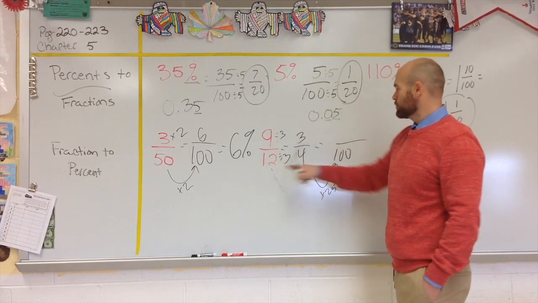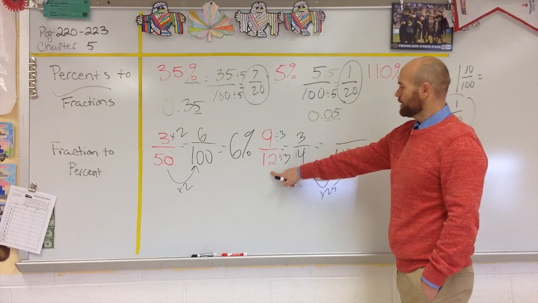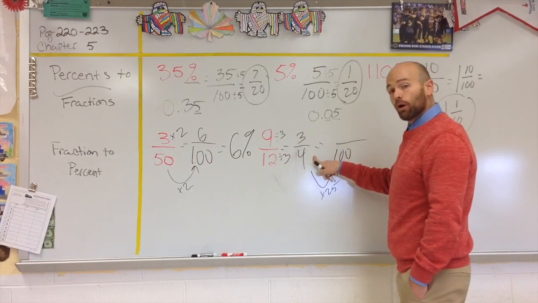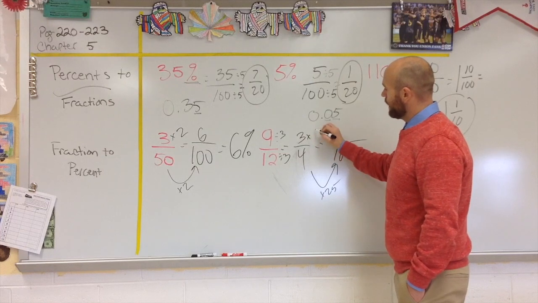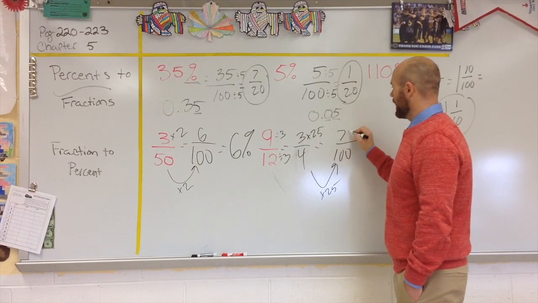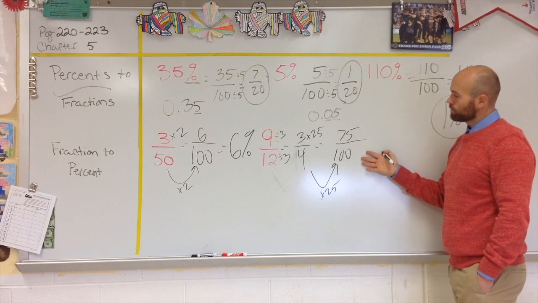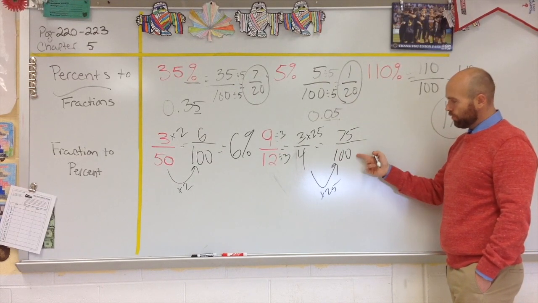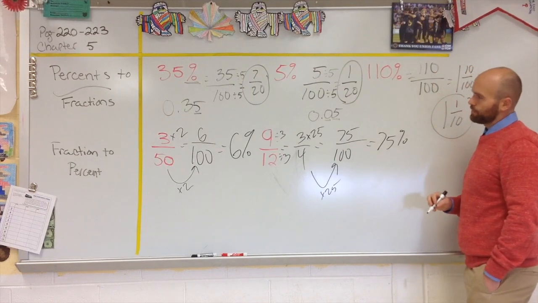All right, I couldn't get from 12 to 100. 12 is not a factor of 100. So what I'm going to do is I broke it down to 3/4. 4 times 25 is 100. And I would multiply 3 times 25. The number that I have over this would then equal 75%.